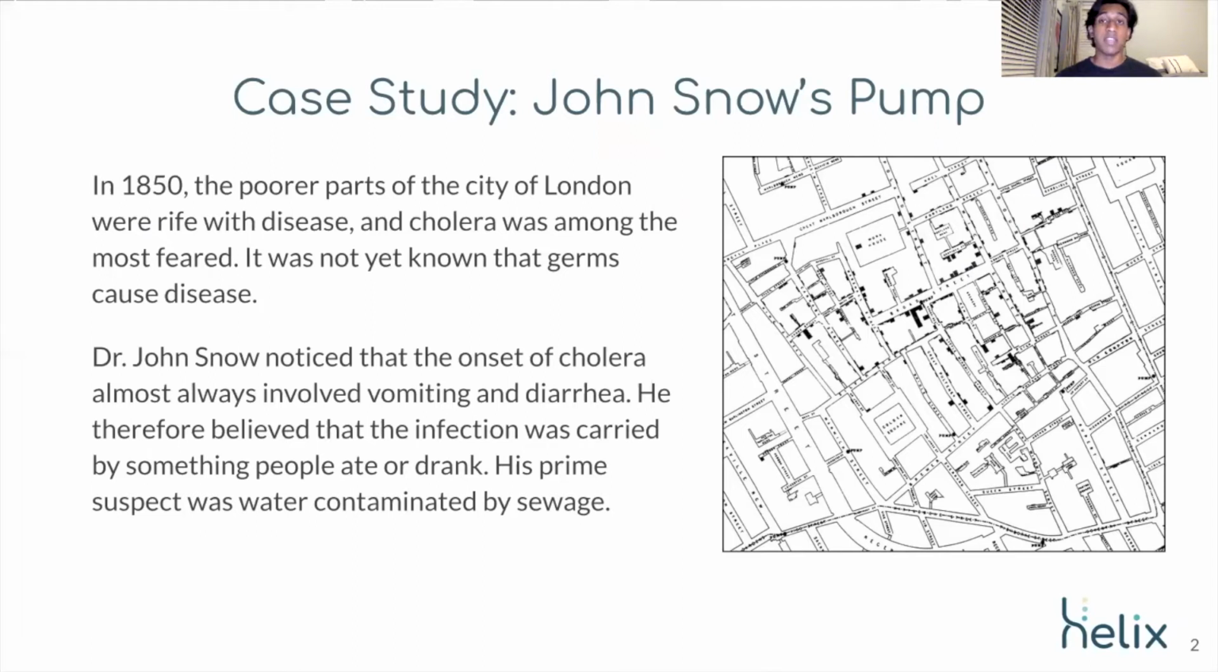He therefore believed that the infection was most likely carried by something that people were eating or drinking, and therefore his prime suspect was the water that people were drinking, and he believed that it was contaminated by sewage. One of the things that helped him come to this conclusion was the map you see here to the right, and that is something that we'll talk about in the next slide.